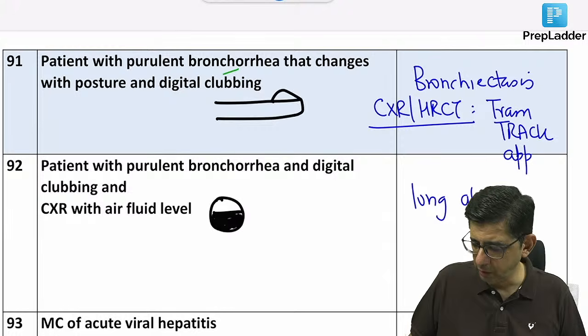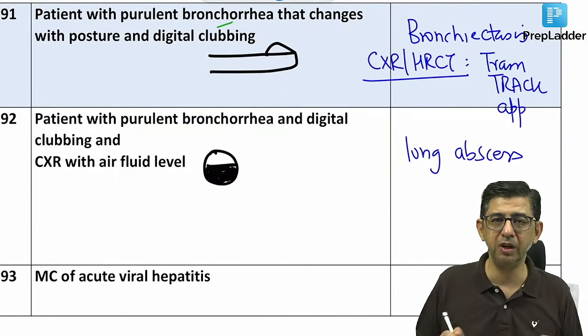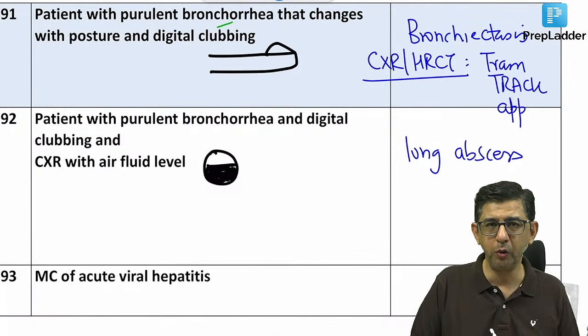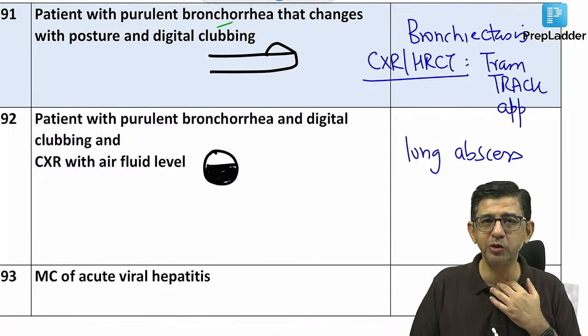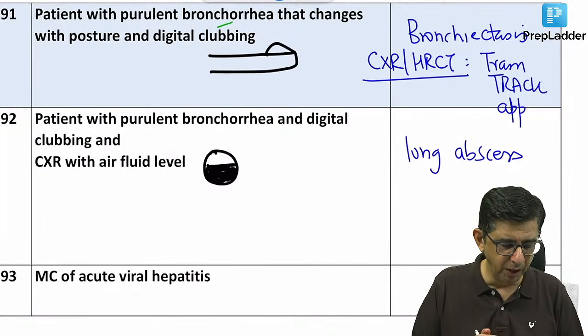So two questions on purulent bronchorrhea have been asked and they're one-liners, very straightforward ones. If they give you an air fluid level with purulent bronchorrhea, think of lung abscess. If it's bronchorrhea with changes in posture, distal clubbing, and if he gives tram track, then cool. But still, even without that, we can be answering this.